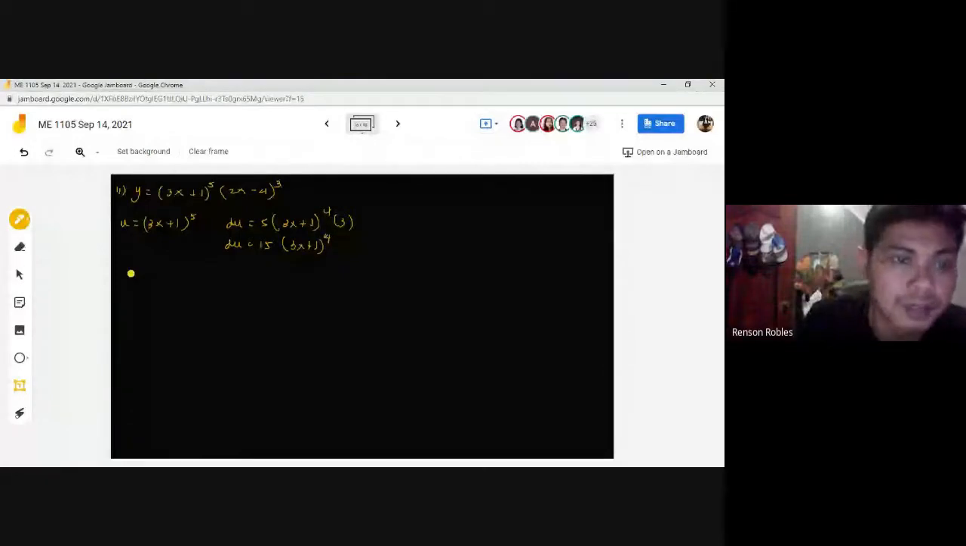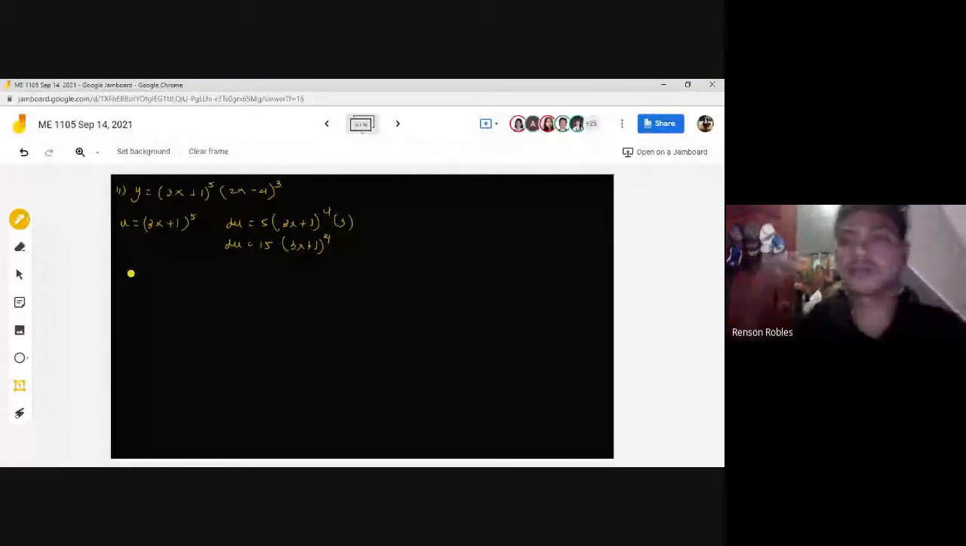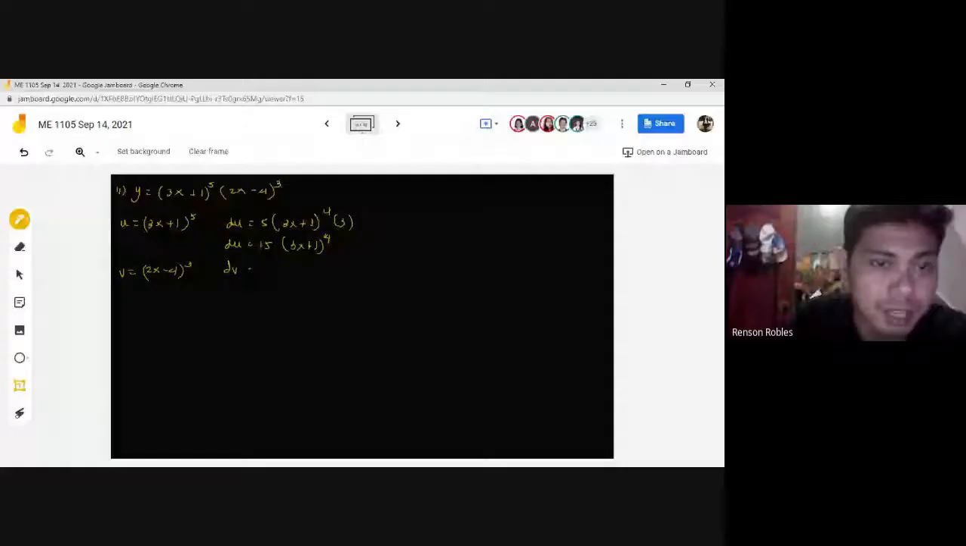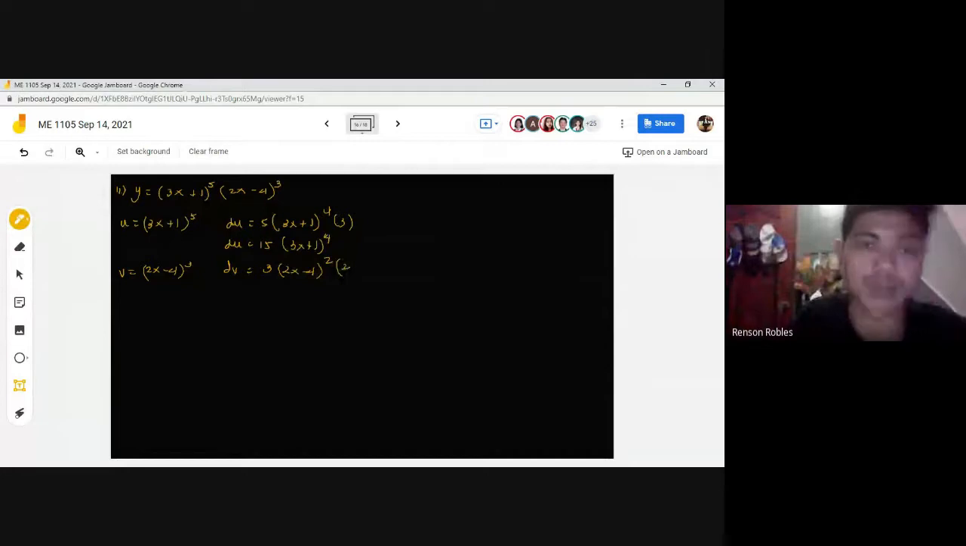V is (2x minus 4) raised to the 3rd power. dv, baba si 3, copy 2x minus 4, then you subtract 1, differentiate 2x minus 4, and that is 2. So you'll have 6 (2x minus 4) squared.